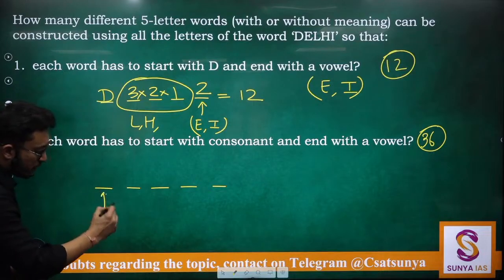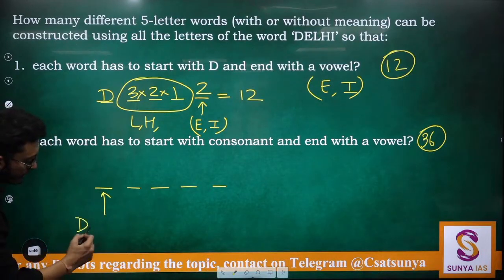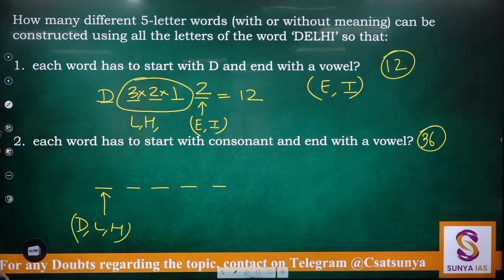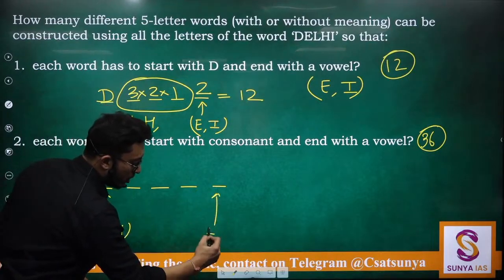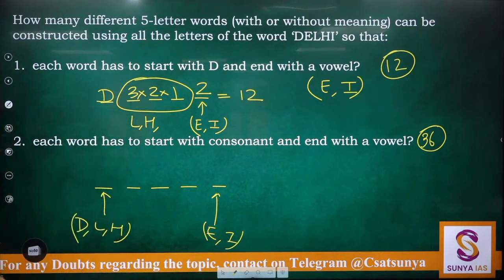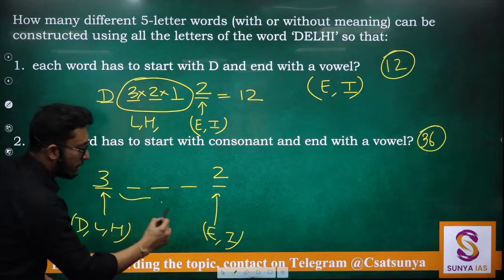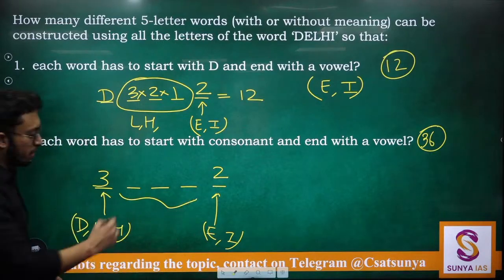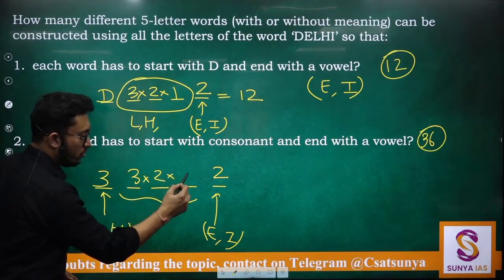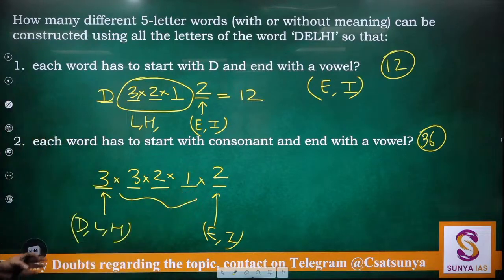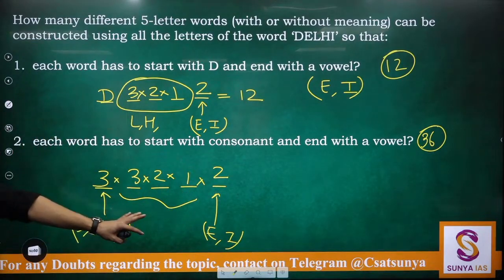It has to start with a consonant. Consonants are D, L and H here. End with a vowel, E or I. So these are my conditions. 3 options for this, 2 options for this. Remaining 3 alphabets can be filled here directly. 3 into 2 into 1. Is this clear? How we are doing this?